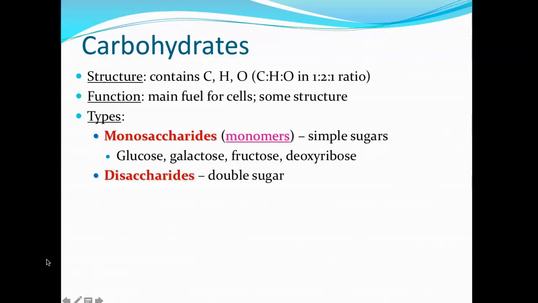A disaccharide, di meaning two, saccharide meaning sugar, means double sugar. So it would be 2 rings bonded together. And those are some examples. So you might recognize glucose bonded to fructose. Glucose is a monosaccharide, fructose is a monosaccharide. Bonded together, they make sucrose. Sucrose is actually table sugar.